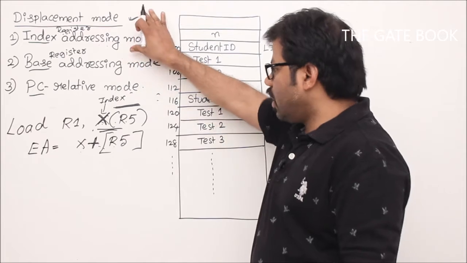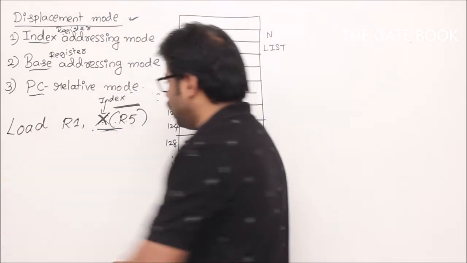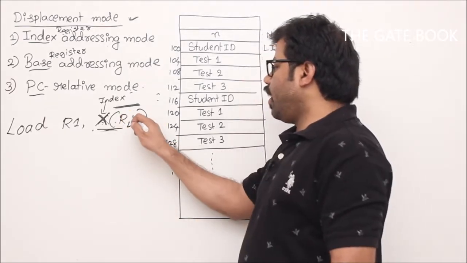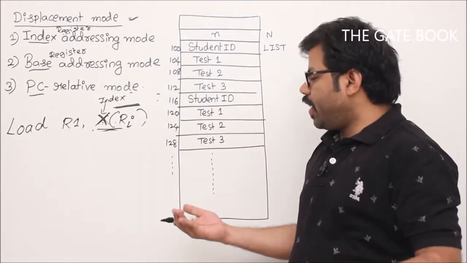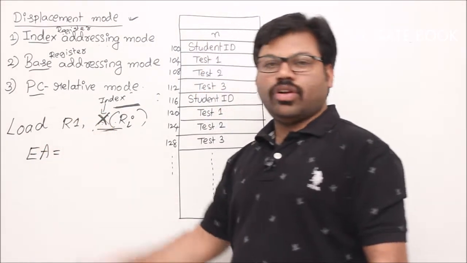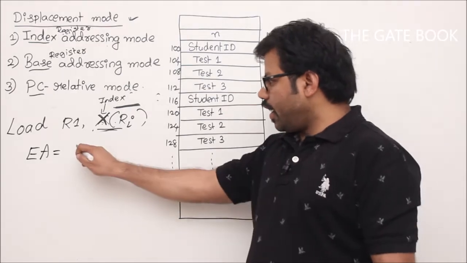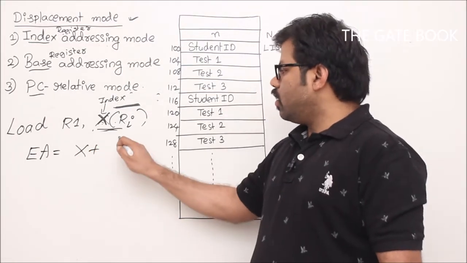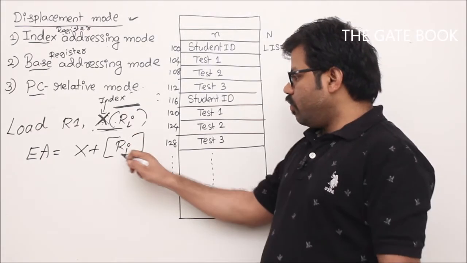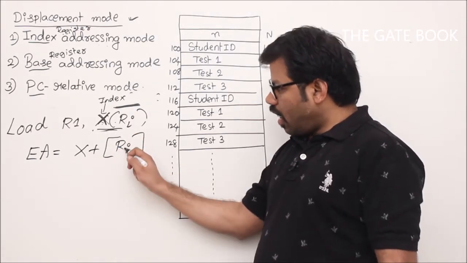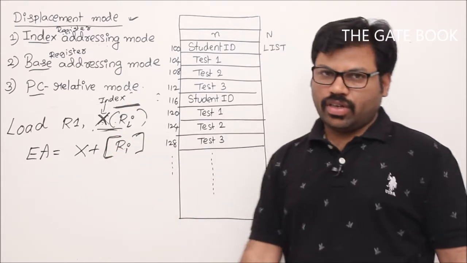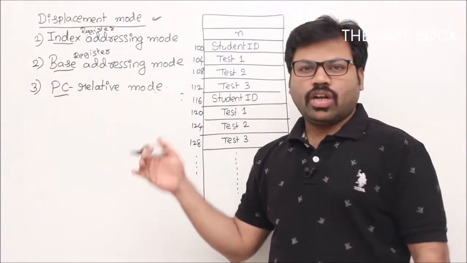So in index register addressing mode, the instruction looks like this: X of Ri, X of some Ri. When you write like this, where is the operand? If you want to know the operand address, that means the effective address, it is X plus the content of Ri. That means we should not add Ri itself to X. We have to add the content of Ri to X to get the effective address. Similarly, base register addressing mode you can also understand.